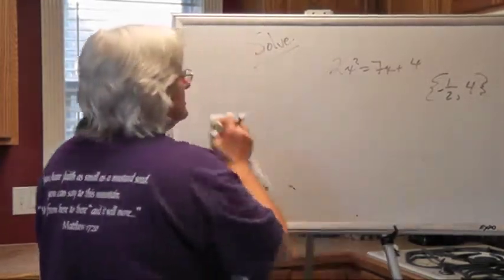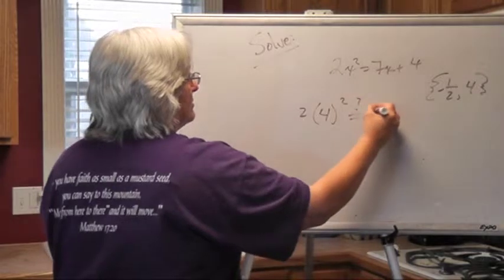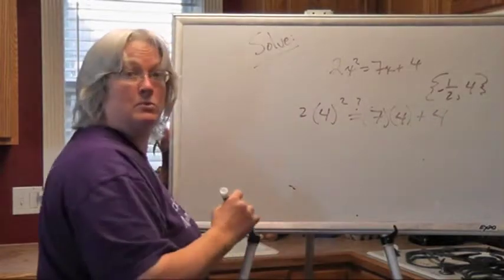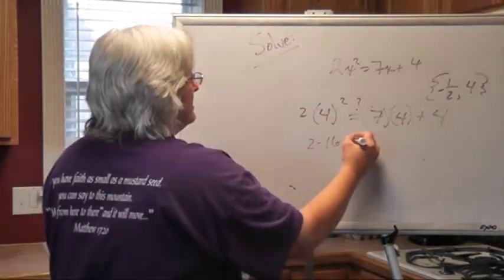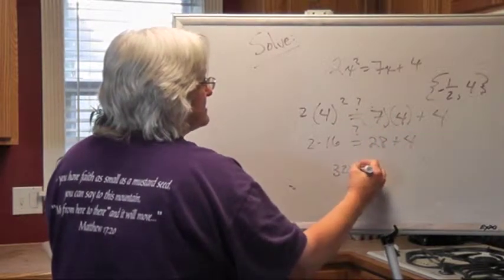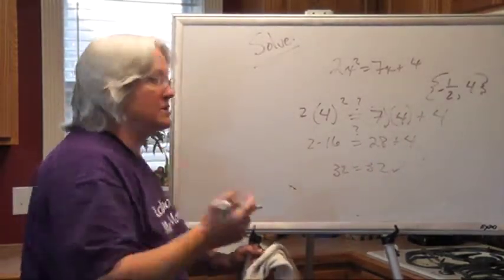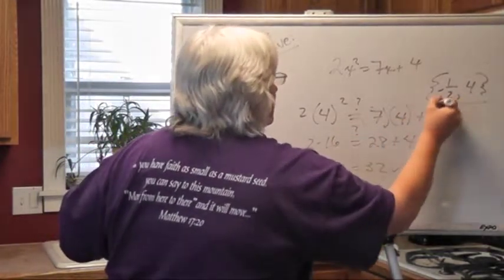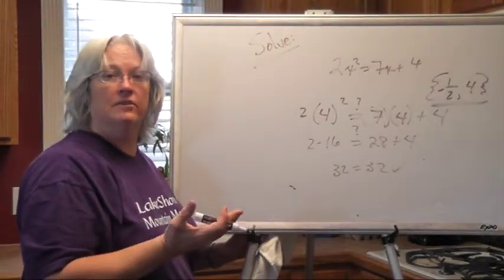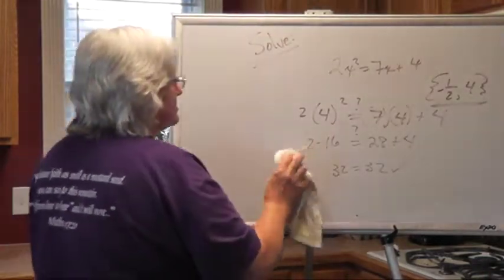Now let's try that second solution. 2 times 4 squared. Is that equal to 7 times 4 plus 4? What's 4 squared? Right, 16. Is that equal to 28 plus 4? Yes. 32 is equal to 32. So both of those solutions that we arrived at are solutions to the quadratic equation 2x squared is equal to 7x plus 4. We haven't come up with any extraneous solutions just yet.